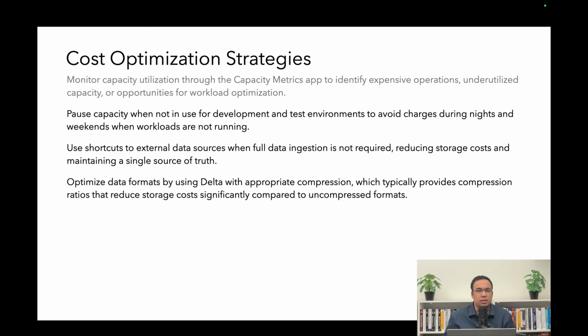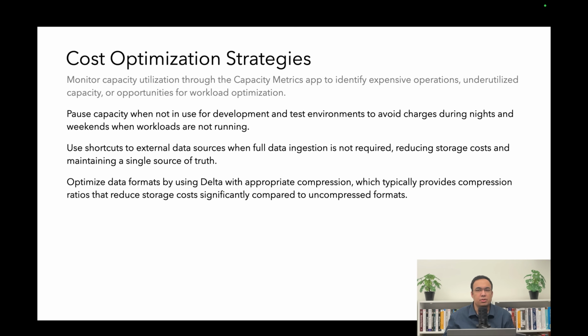Use shortcuts to external data sources when full data ingestion is not required. If you have data that lives in, let's say, an external ADLS account and you don't need to transform it, just create a shortcut to it rather than copying it to OneLake. This reduces the storage cost and avoids the compute costs of copying the data.